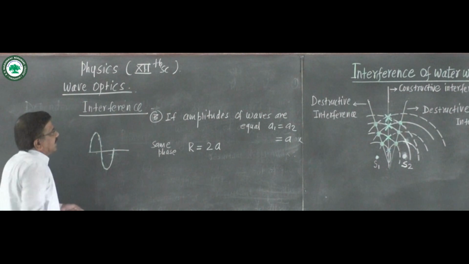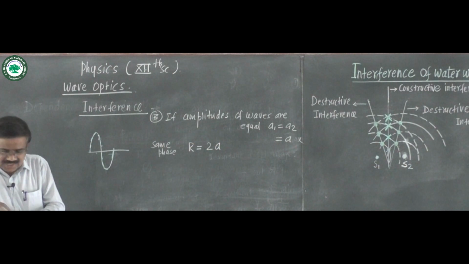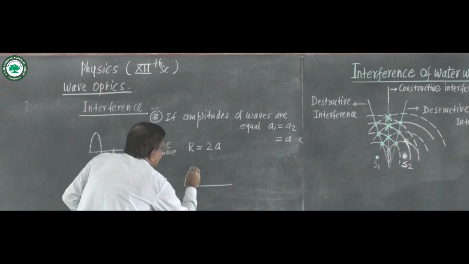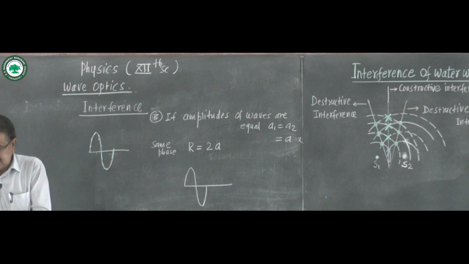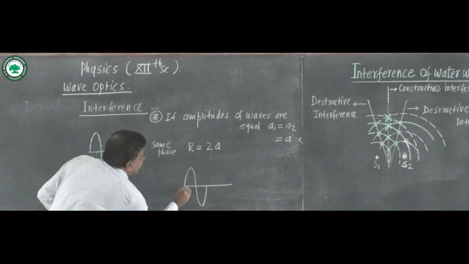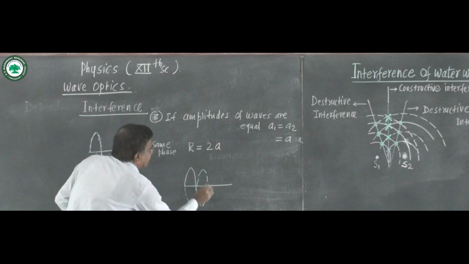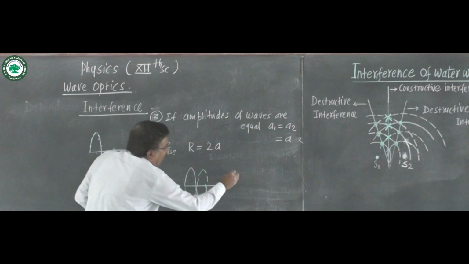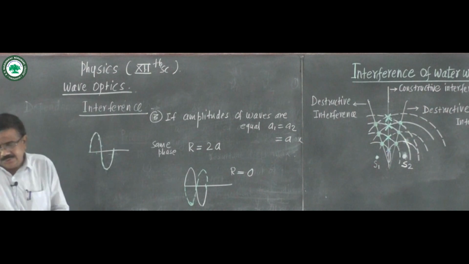Amplitude adds each other, resultant amplitude is twice the amplitude. At out of phase point, suppose this is first wave, out of phase means crest of one coincides with trough of other, like this. Amplitudes are equal, they cancel each other, and at out of phase point, resultant amplitude will be 0.